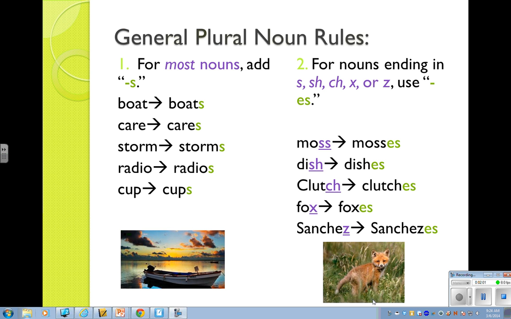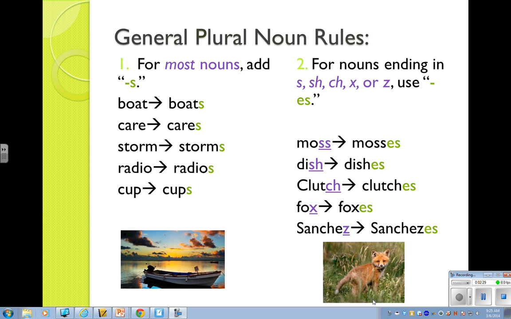So, the second rule, if the noun ends in S, SH, CH, X, or Z, that's when you're going to add an ES. So moss ends in two S's, so we add ES. Dish ends in SH, becomes dishes. Clutch becomes clutches. Fox becomes foxes. And Sanchez becomes Sanchezes, so if we're talking about multiple people in the family.